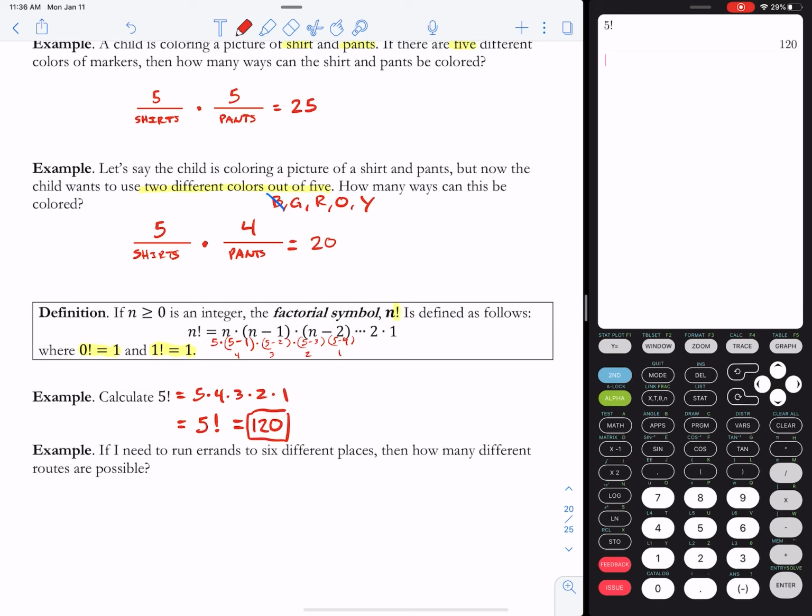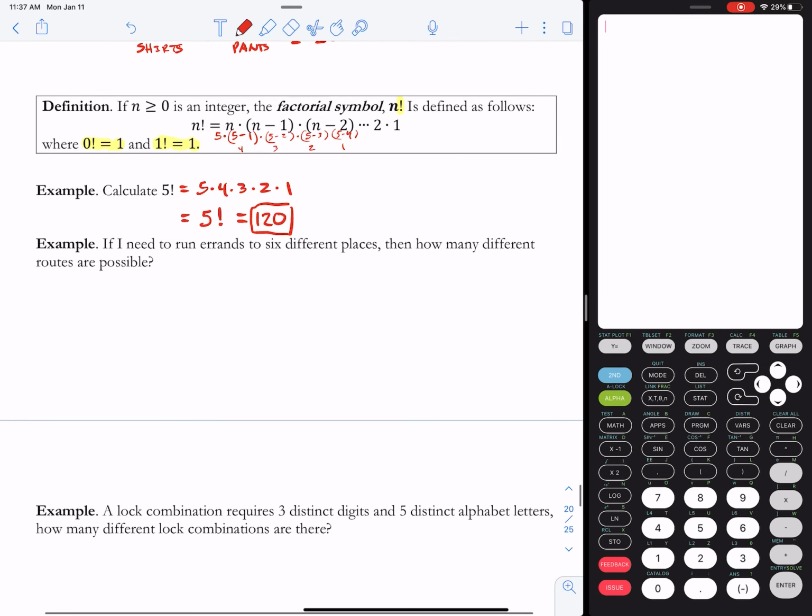120. Even if in your calculator you did 5 times 4 times 3 times 2 times 1, let me clear that. That did my answer. 5 times 4 times 3 times 2 times 1, you should get 120. So you're kind of seeing, again, the connection that's being made there. Putting 5 factorial in your calculator quickly and easily makes things a lot easier.